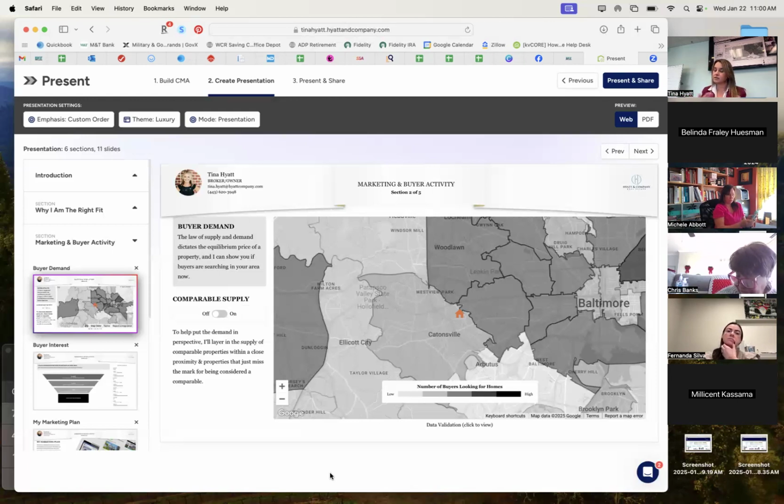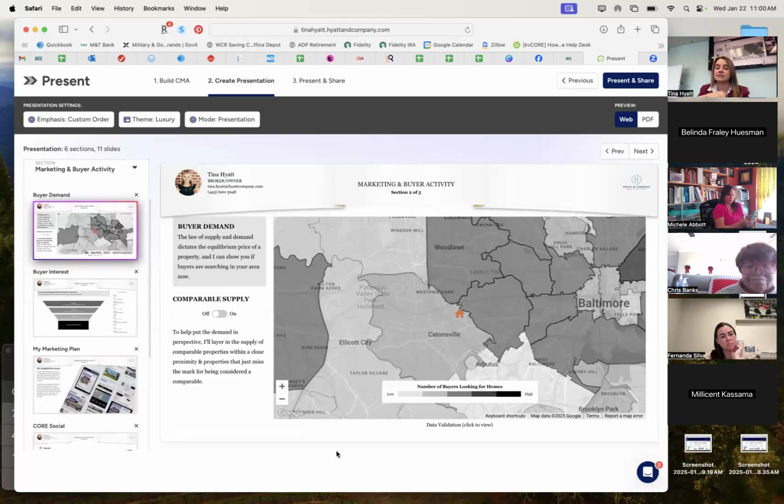So back to the listing presentation. That was my little side training. We took a little tangent there, but back to the listing presentation. Now when I get into some of these tabs, notice, I love this presentation because it automatically pulls this data for you. It's showing you the number of buyers looking for homes in their area based on low to high. So they're in this mid-range of buyers looking for homes in their particular area, right?